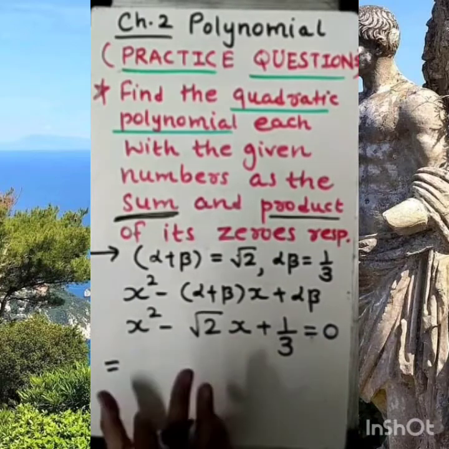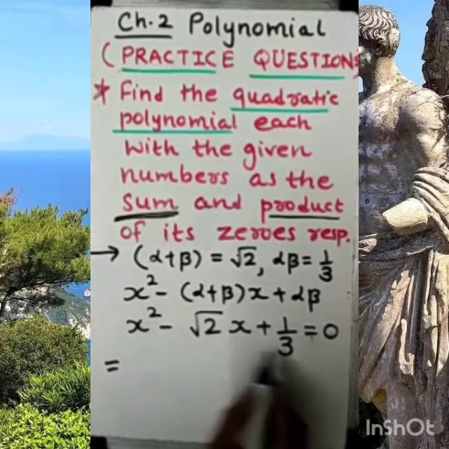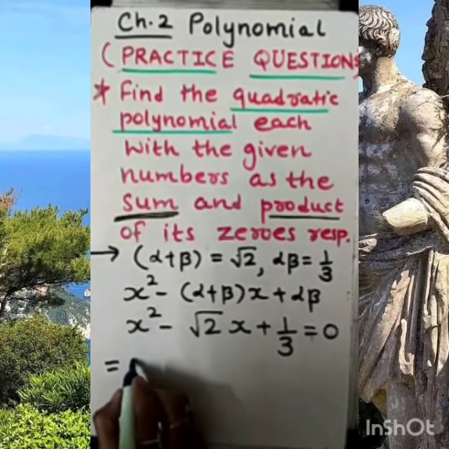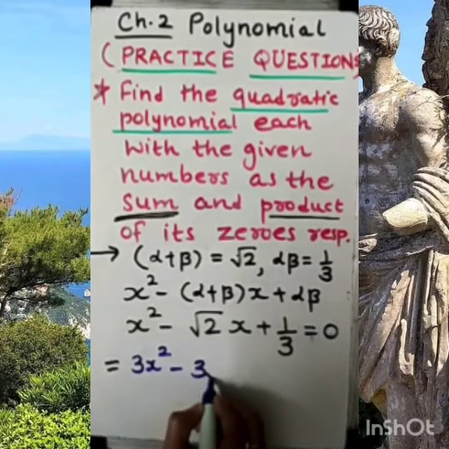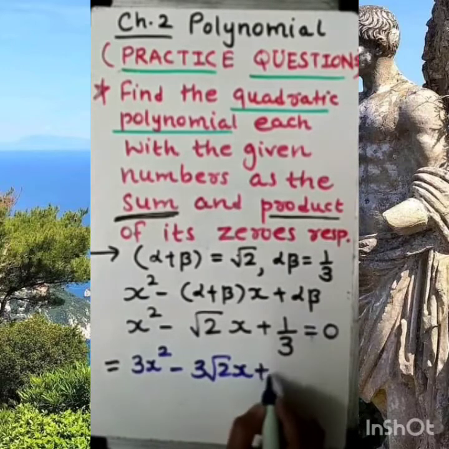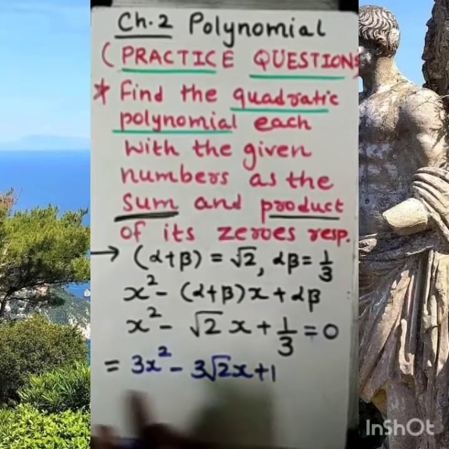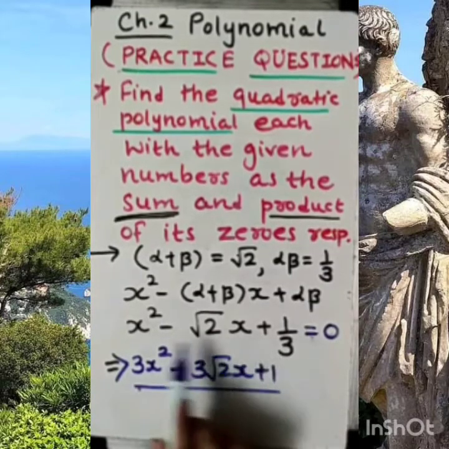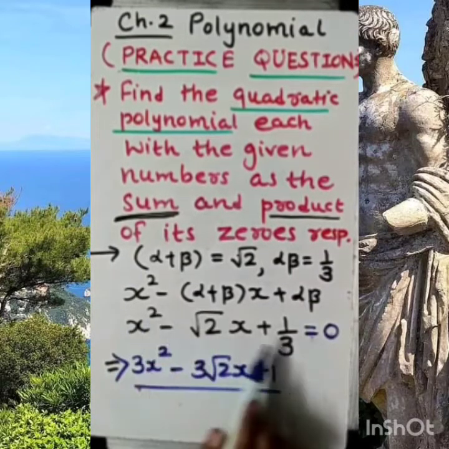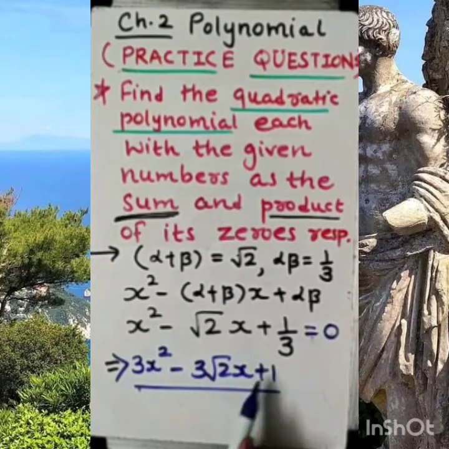If I choose the LCM, the polynomial will become 3x square minus 3 root 2 x plus 1. This is the general form of the polynomial. What I have done is taken the LCM: 3x square minus 3 root 2 x plus 1, which is equal to 0, you can also mention. This is the required quadratic polynomial.